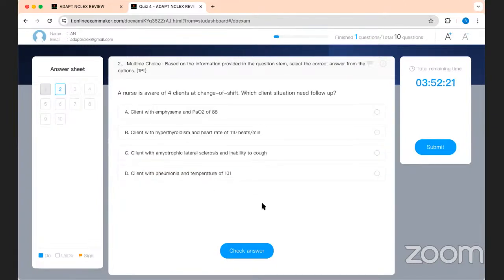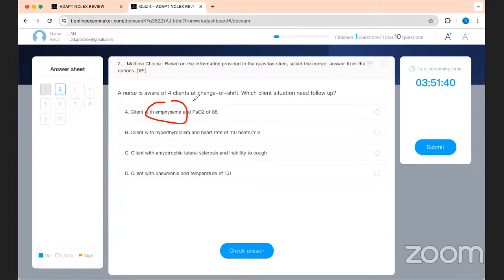A nurse is aware of 4 clients at change of shift. Which client situation needs a follow-up? Prioritization 101. You know what is an expected finding and what is not. When you are being sharp, you're taking care of the breathing problem, shock, sepsis, airway, neurological problem, and pain. Pain that is going to kill you, or make you lose your life or your limb. Straightforward, right? So, what do we have? You're not going to get trapped. Don't let the numbers deceive you.